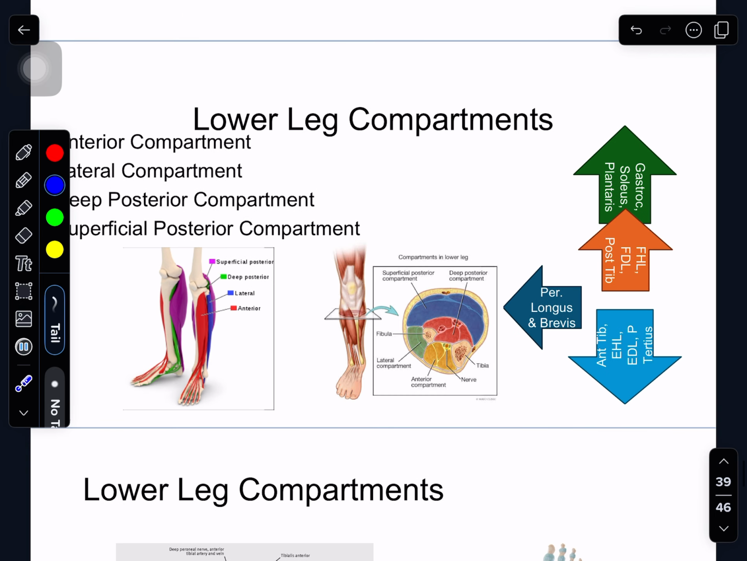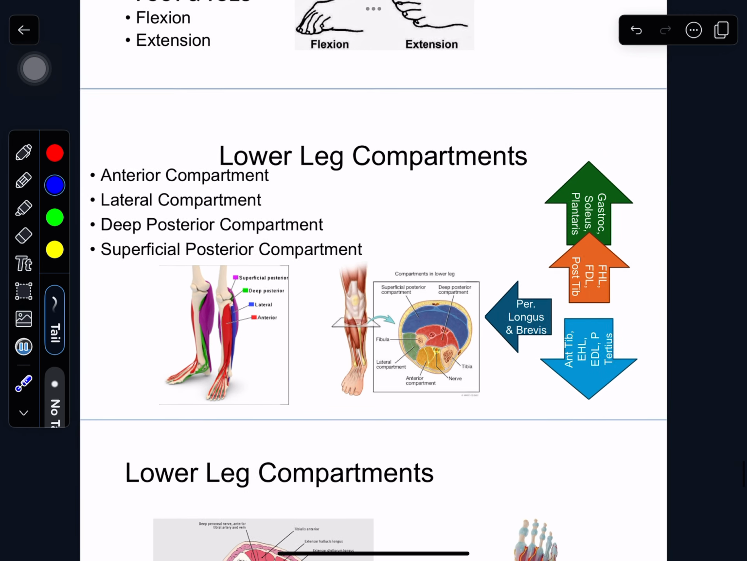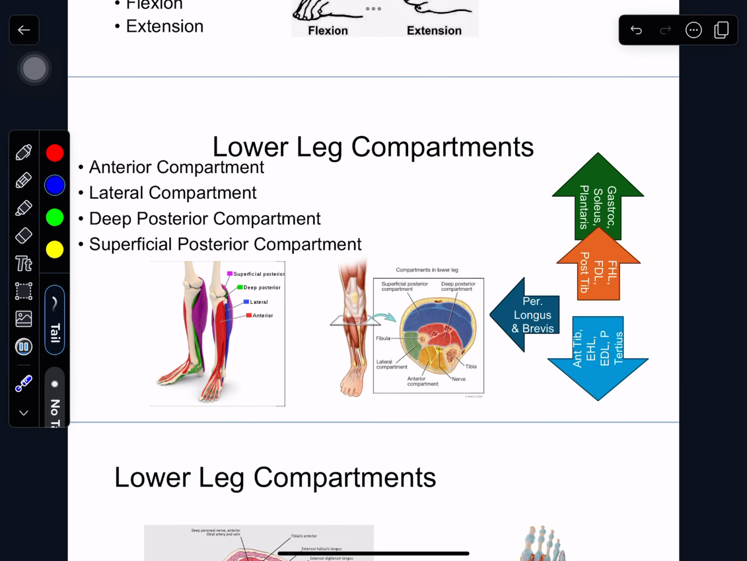So now that we have those done, I want to discuss how we break up or categorize the lower leg, right? We've broken up all of our extremities so far. The forearm, the upper arm, the thigh, right? So the lower leg is also going to be broken up into compartments. We're going to break this one up into 4 compartments, and as we can see those listed here on the left, we have the anterior, the lateral, and then the deep and superficial posterior compartments.